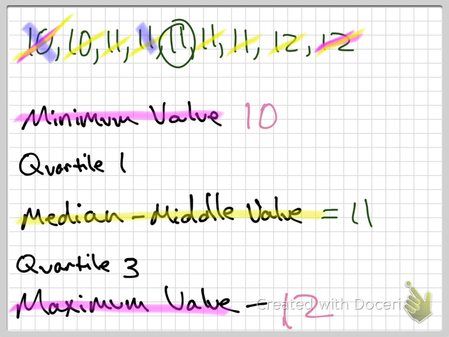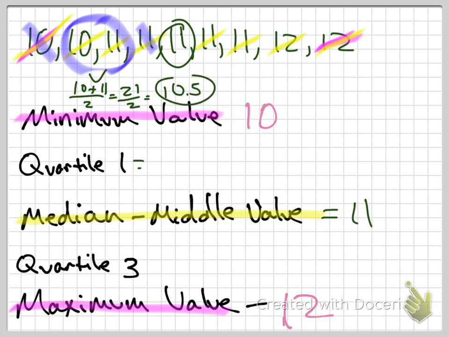Then I continue to find that median value the same way. I noticed that I had 2 numbers, and we talked about this yesterday as well. If I have 2 numbers, I need to find the mean of those 2 numbers. So 10 plus 11 was equal to 21. Over 2 was equal to 10.5. So I know my first quartile, or quartile 1, is equal to 10.5.